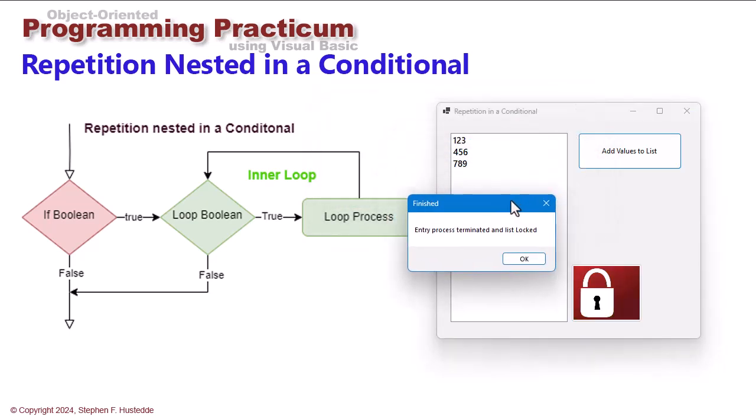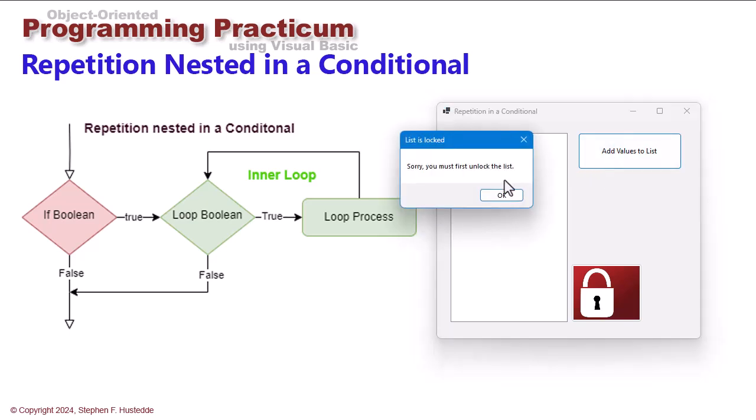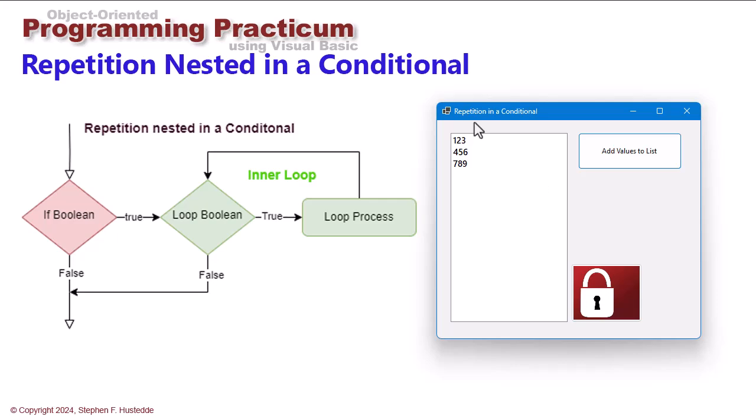I get a little message box here saying entry process terminated and list locked. It's relocked the list. So this process of adding entries continues in a loop fashion within the if fork of my conditional. Let's take a look at the code.